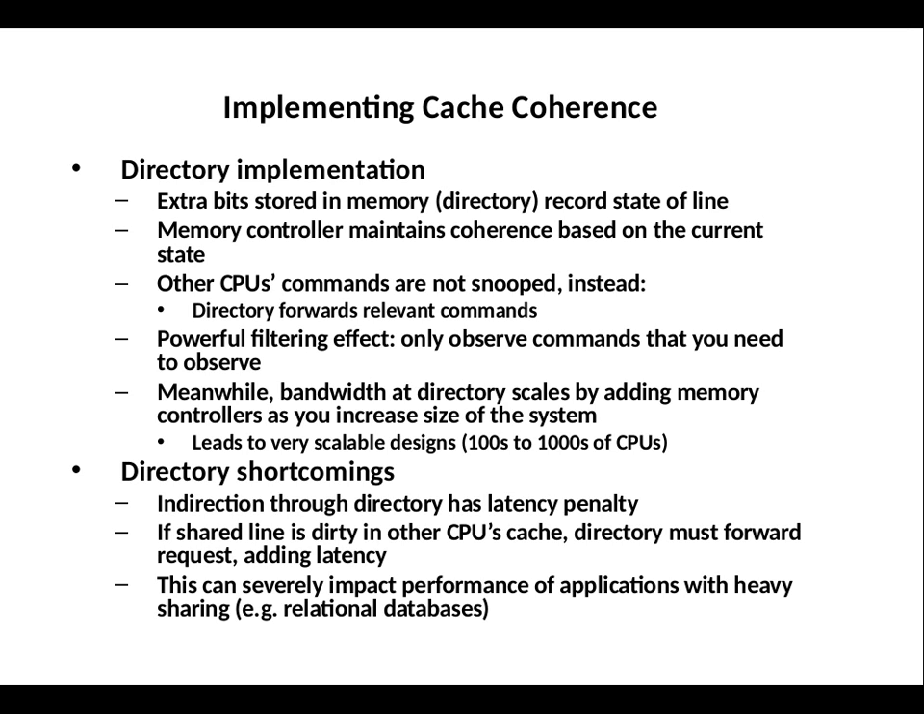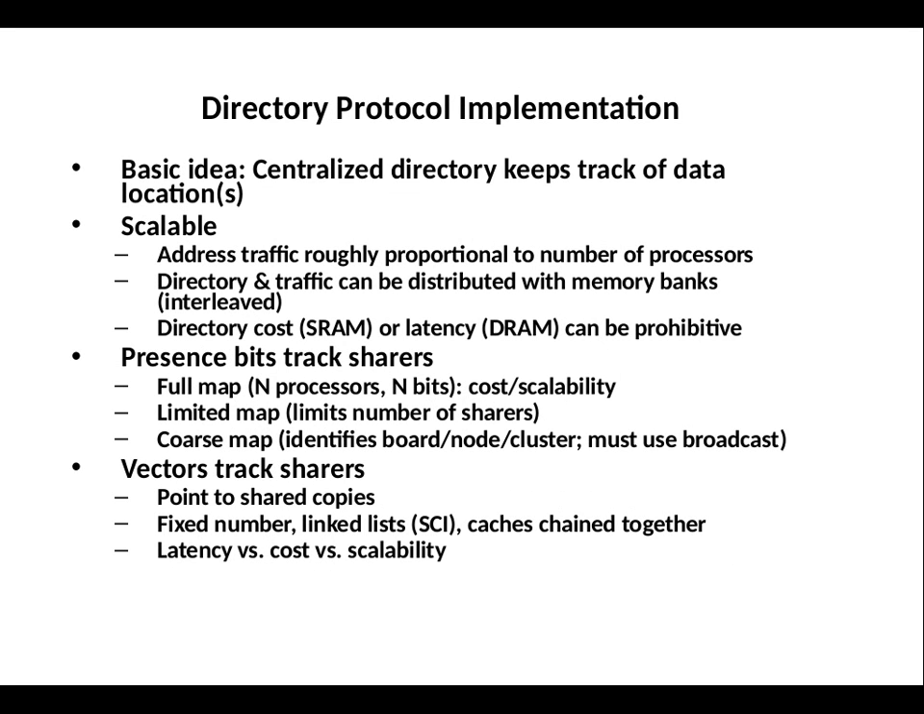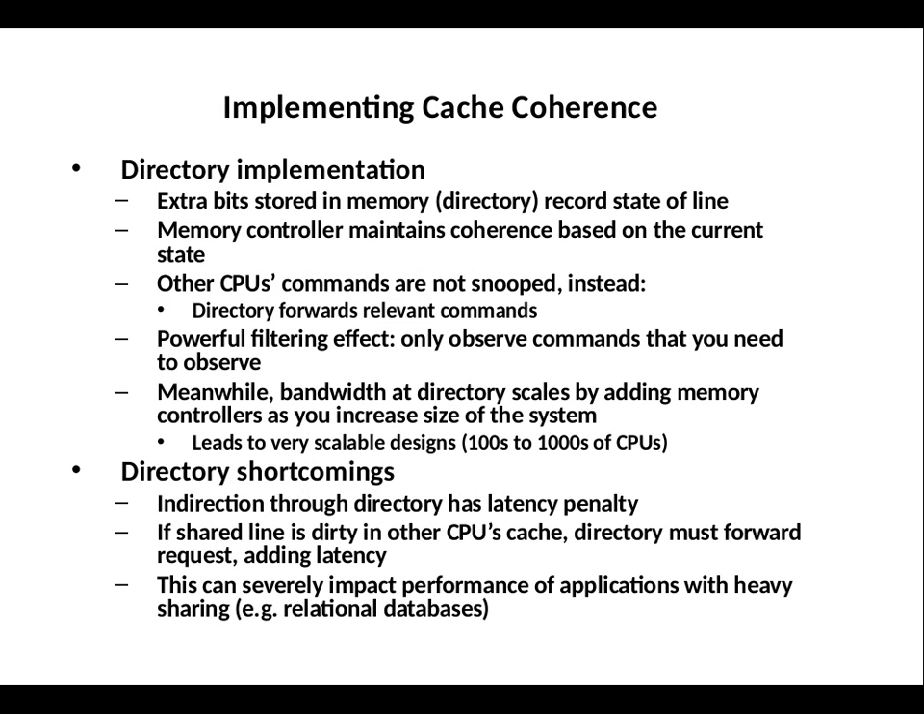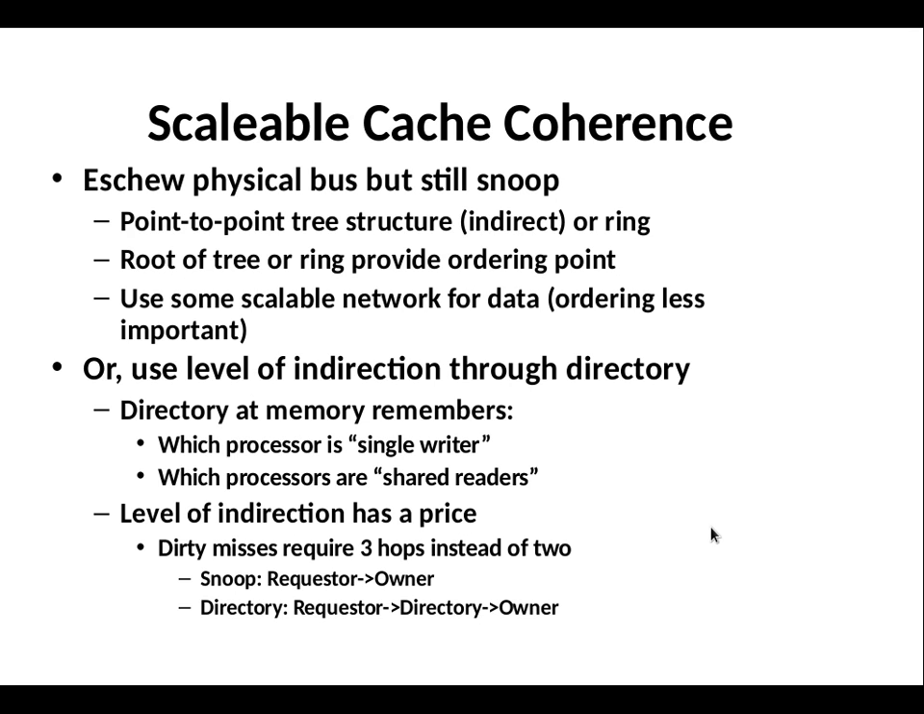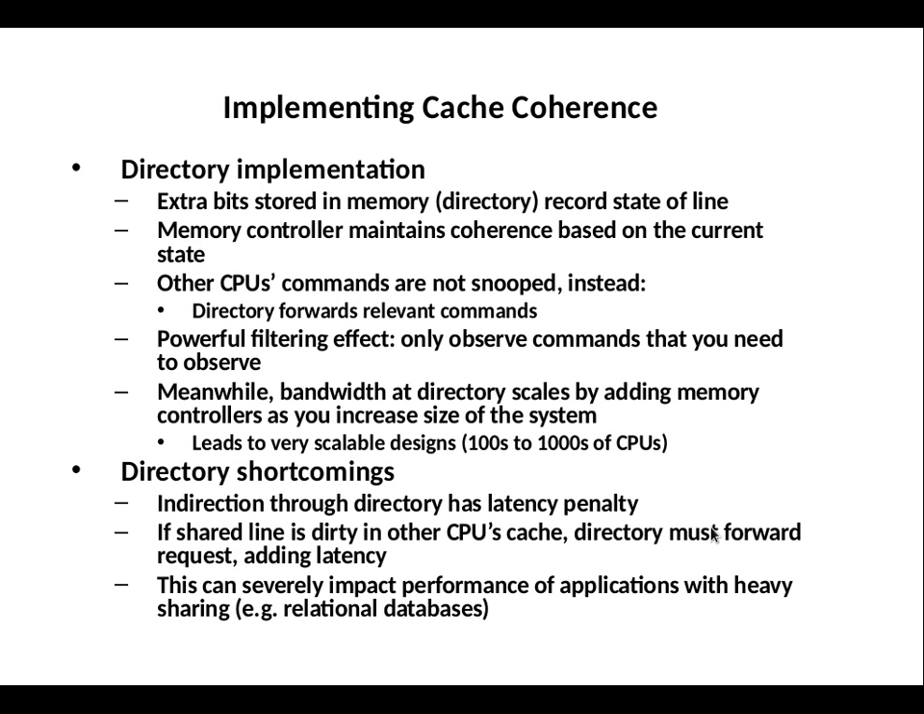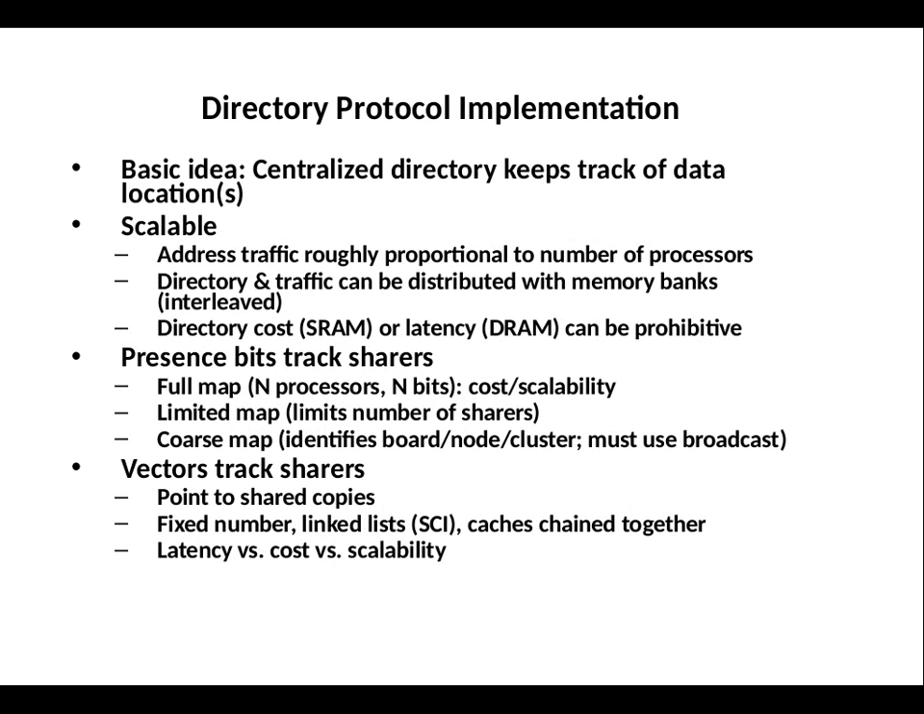Okay, so the nice idea: centralize the directory. Hold on a second. We didn't talk about shortcomings. Indirection through a directory has a latency penalty. That's what I was talking about here. Now you have more hops because you're going through a directory. If the shared line is dirty, the other CPU's cache directory must forward. So if you have the implementation where each processor has its memory in each directory, now when you have to do an invalidate or a shared line, all the directories have to be updated as well. Latency, latency, latency. Sadness, sadness, sadness.